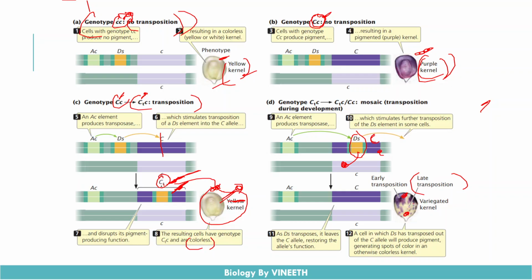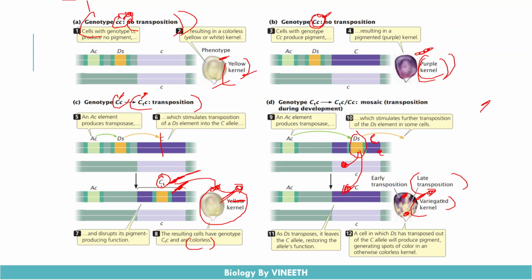So this type of variegation in the color patterns of the corn kernels is done by these DS elements only. When the DS elements exit out of the gene location, going to different locations, it will produce some kind of variegated color pattern in the corn kernels.